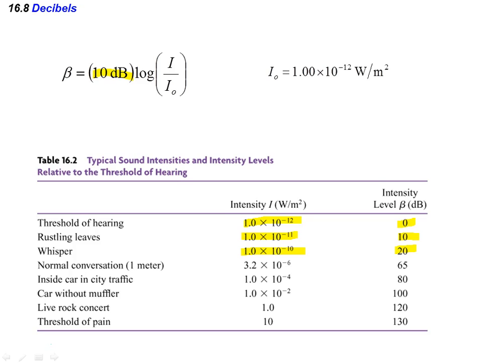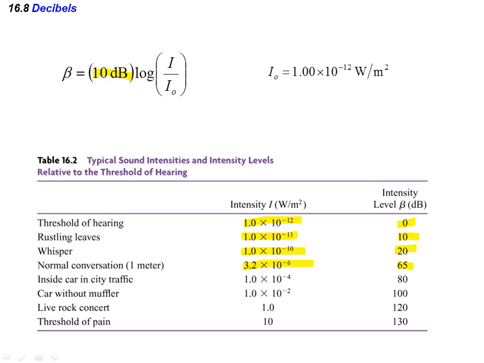Normal conversation, just someone talking to you at 1 meter, is going to be 3.2 times 10 to the negative 6 watts per square meter, about 65 decibels. Now, I will let you know, my typical conversation voice is closer to 80 or sometimes even 85, depending on how close you are to me when I talk. I'm a little louder than the average person, so that can range, but a typical conversation is probably around 65.